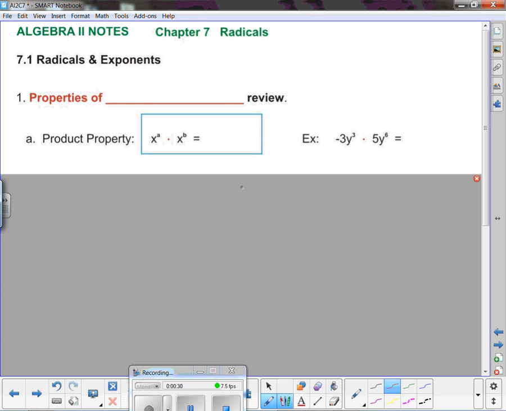Okay, so radicals and exponents. First off, let's start off with properties of exponents. Properties of exponents review. All right, so the first one is the product property.